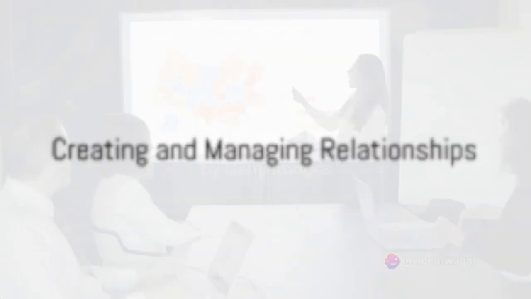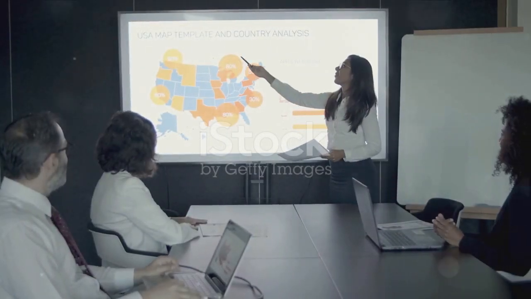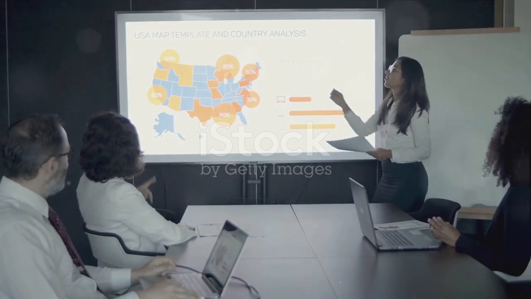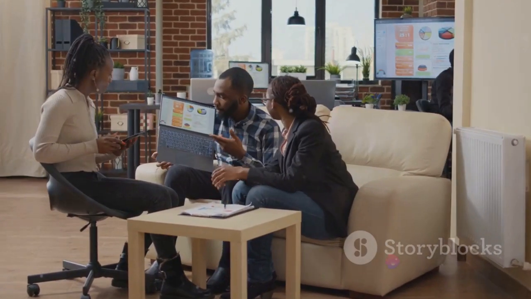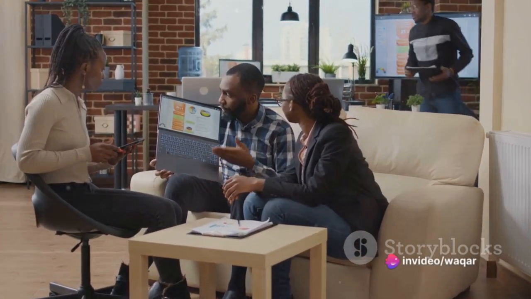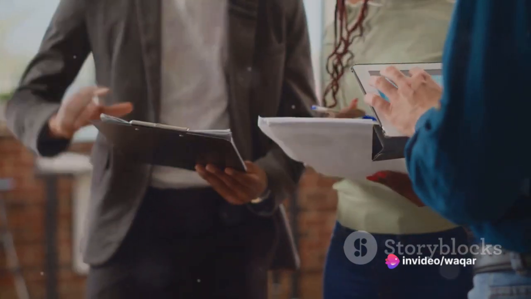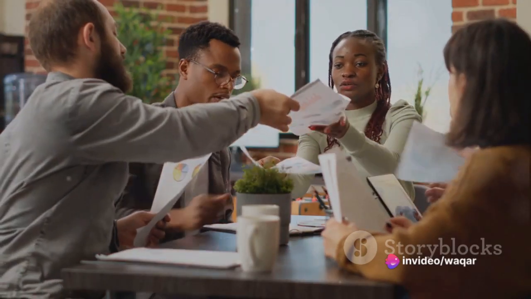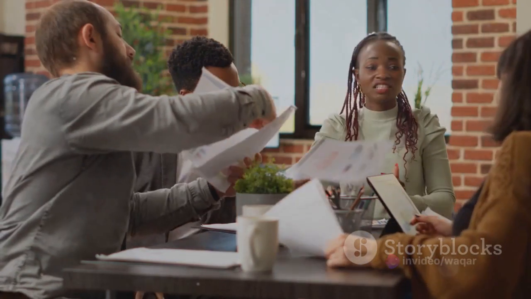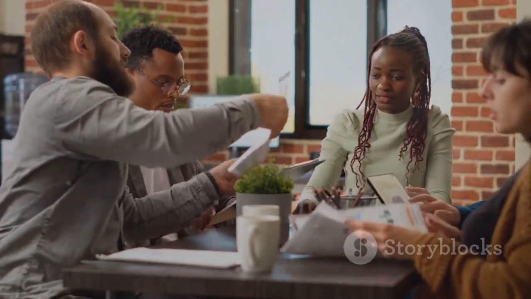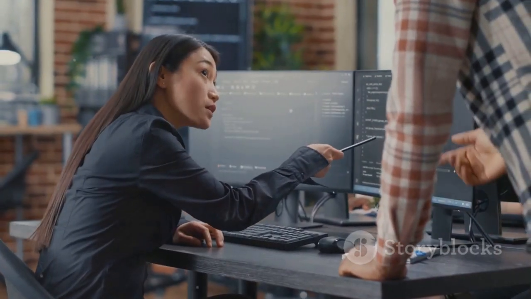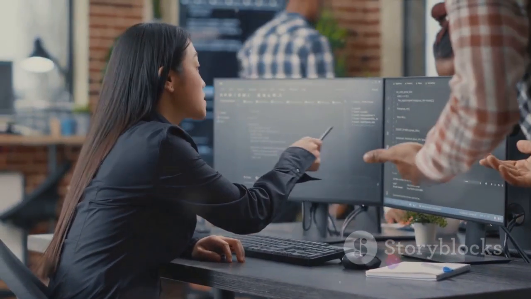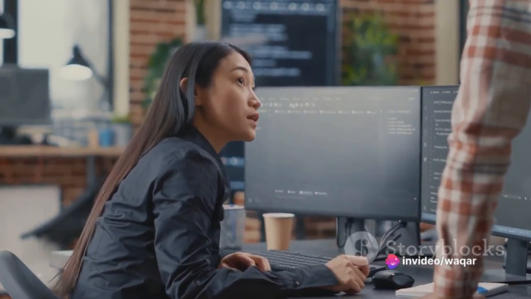Now it's time to create relationships. It's as simple as clicking and dragging a field from one table to a matching field in another. Power BI automatically creates a relationship for you. Managing these relationships is just as easy. Click on the Manage Relationships button in the Data tab to view and edit existing relationships. Here, you can set up cross-filter direction, enforce referential integrity, and edit relationships.